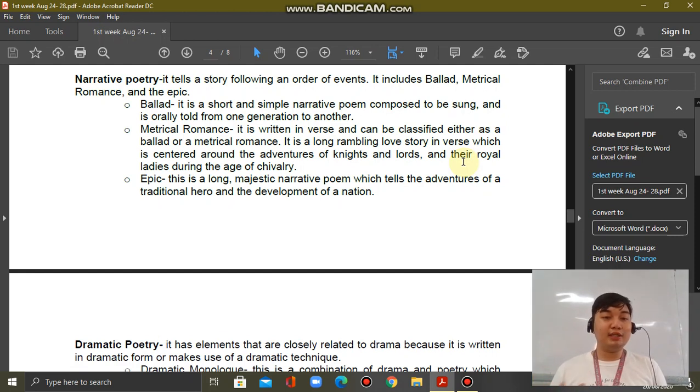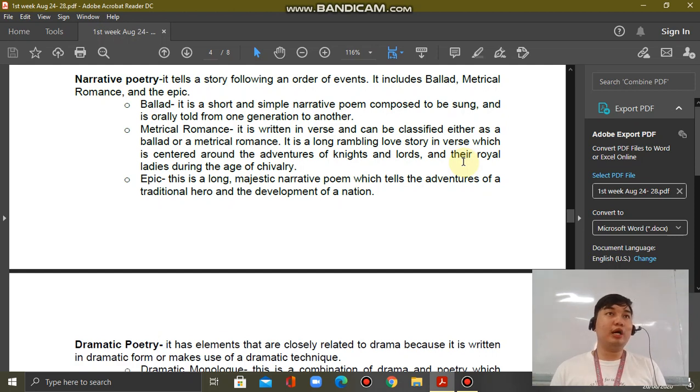So epics are long, majestic narrative poems which tell the adventures of a traditional hero and the development of a nation. So for examples of epic, there are three longest epics in the world. First, we have the Mahabharata and Ramayana, which are the longest epics in the world, from India. Then you have the Iliad and Odyssey by Homer, the greatest epics of the Greeks. Okay, so that's it, right?